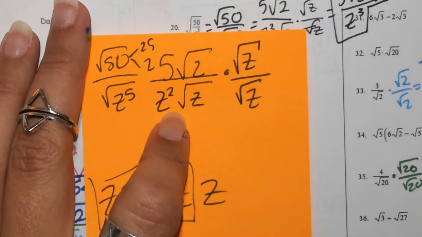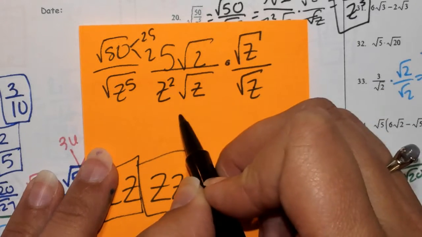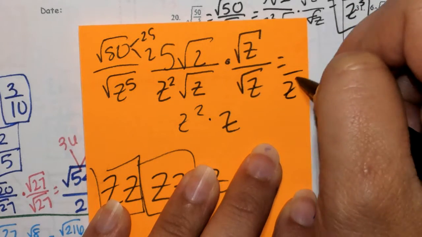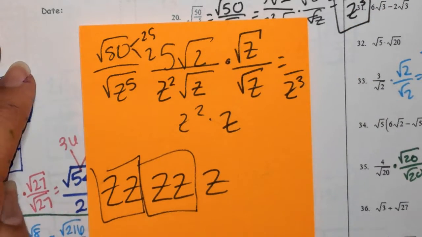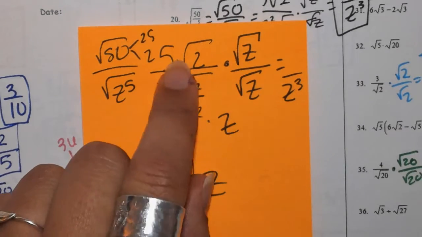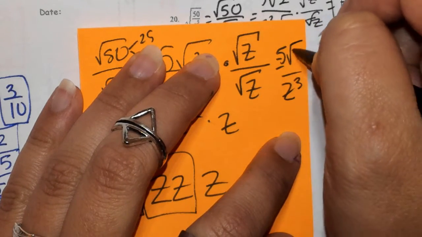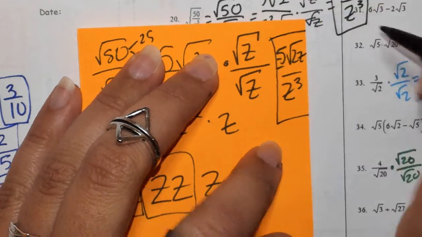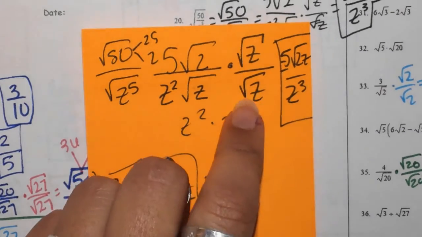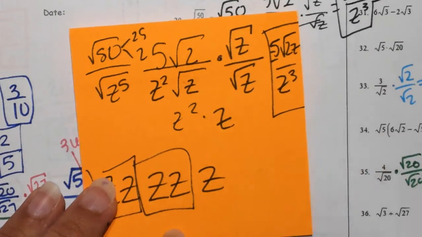Do you understand? Yes. Alright, so the square root of z times the square root of z becomes z. So then it's z squared times z, which is z cubed, because 2 plus 1 is 3. Then 2 times the square root of 2 times the square root of z is the square root of 2z. So it's 5 square root of 2z. Because you have to rationalize right here to get rid of that. So we multiply the top and the bottom by the square root of z.